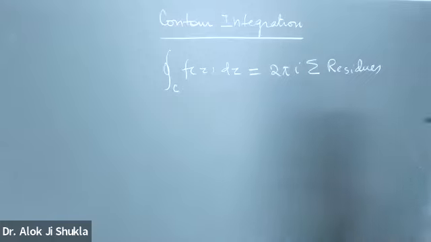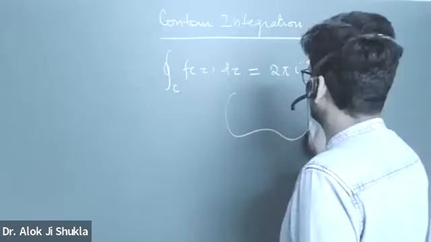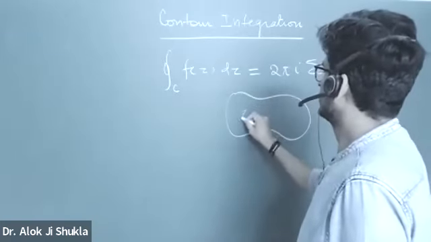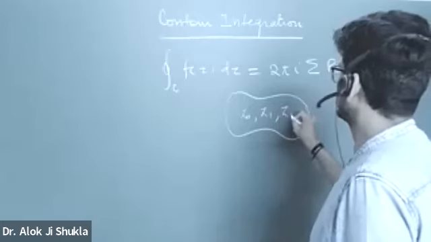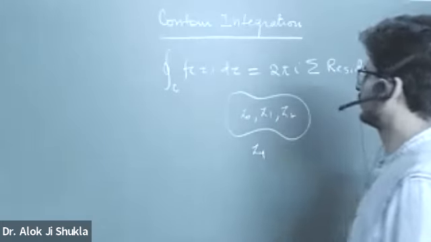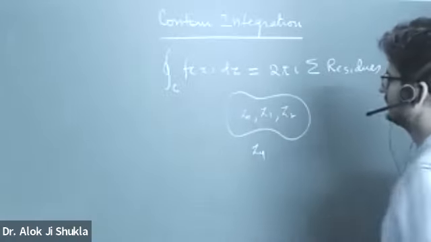So why do you need a sum? Because suppose this is the contour, so there will be a few poles. Suppose there are many poles, 4 poles, and 3 of them are inside this contour.